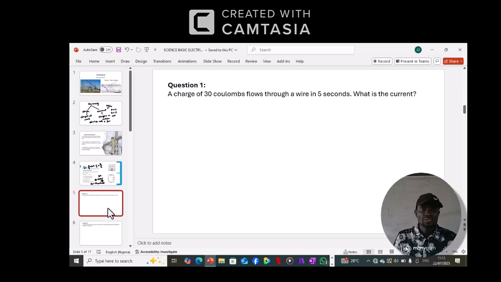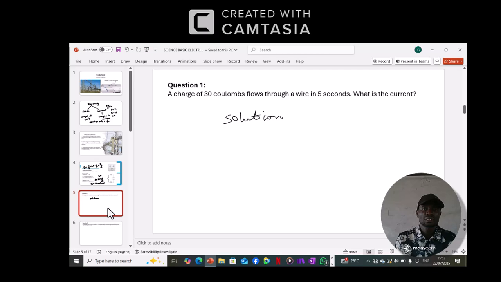A charge of 30 coulombs flows through a wire in 5 seconds. What is the current? So here you write out the parameters.